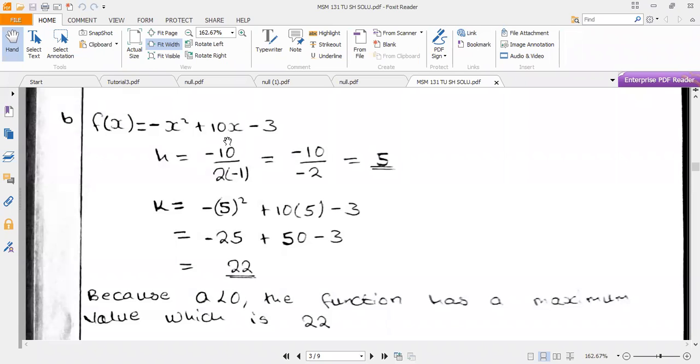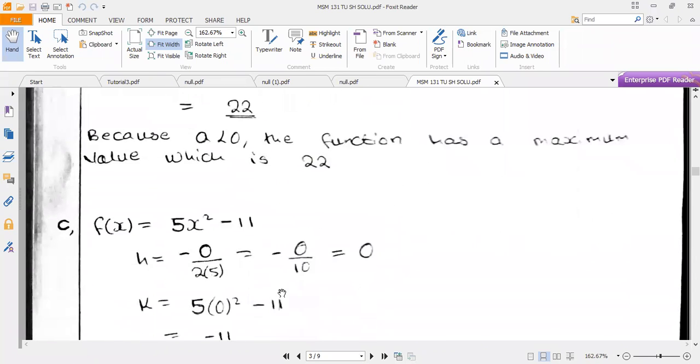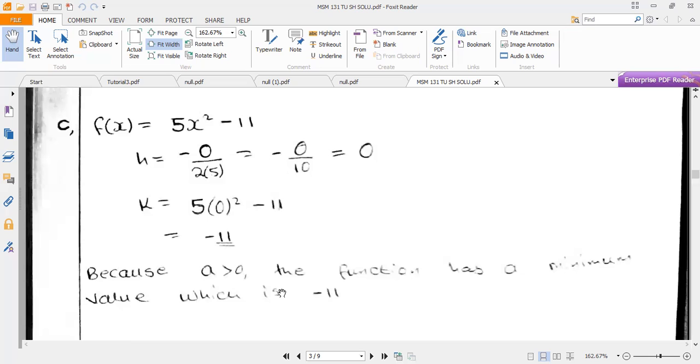If it's a maximum or a minimum, look at the a part, the one which has x squared in the equation. If it's negative, then it is maximum. If it's positive, then it's minimum. Whatever values you're going to find for h and k does not determine if it's a maximum or a minimum. Oh, okay, sir. Thank you.